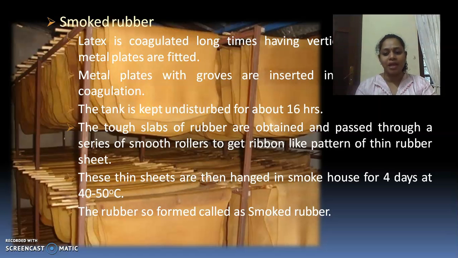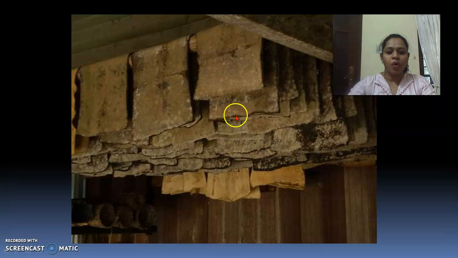to get the ribbon-like pattern of thin rubber sheet, and then they are hung in a smokehouse, as we can see in this picture, for about 4 to 5 days at 40 to 50 degrees centigrade. So that type of rubber which is obtained, we call smoked rubber. So this is a picture of the smoked rubber hanging in a smoking room.